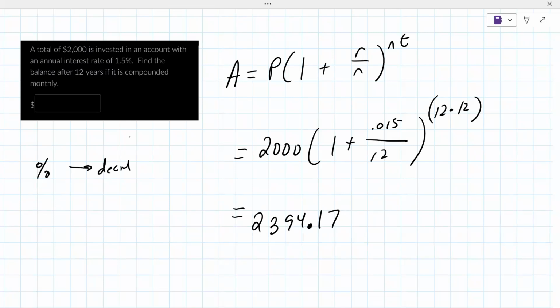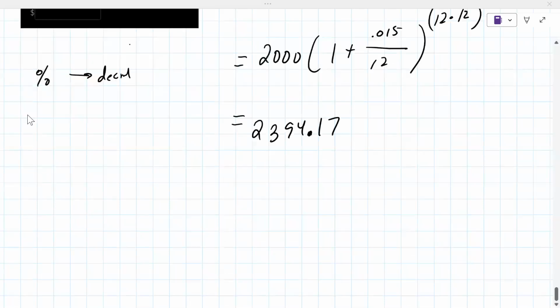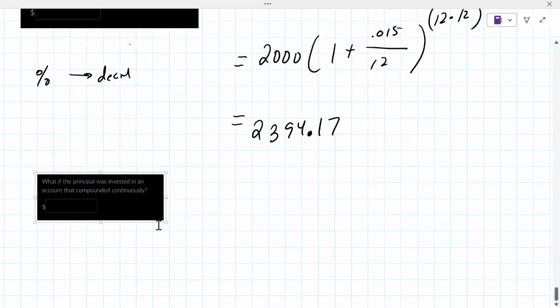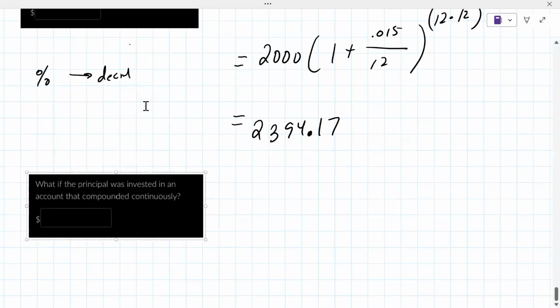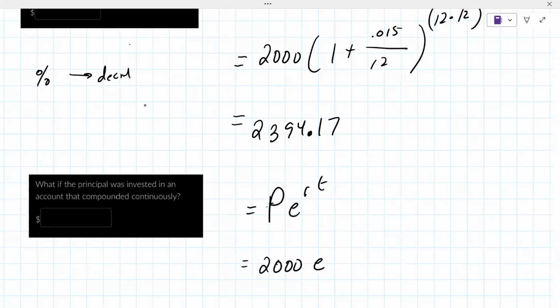All right, the next part is something that is unrealistic, but that is what they do in some of these books, kind of like the 500 bananas that you buy from a store. Continuously. So money is never compounded continuously, but that is what they're asking you to do here. So it's a really similar formula. P is 2000, E is a function, and T is 12.